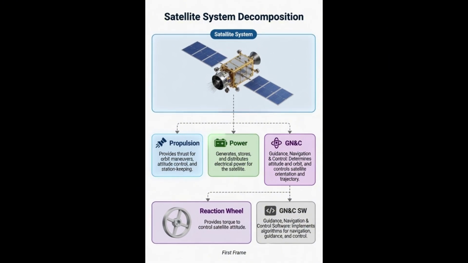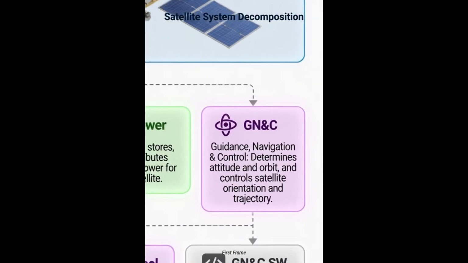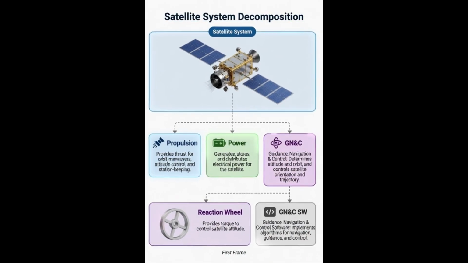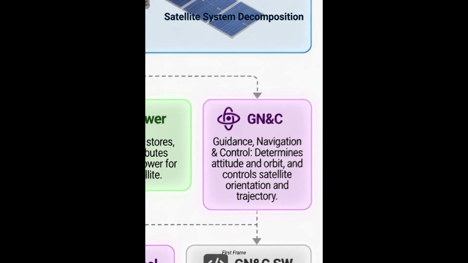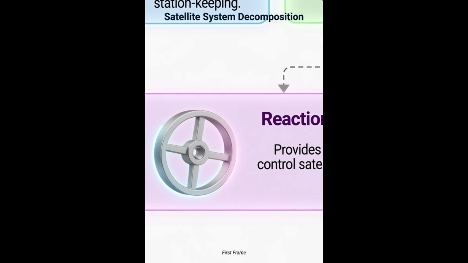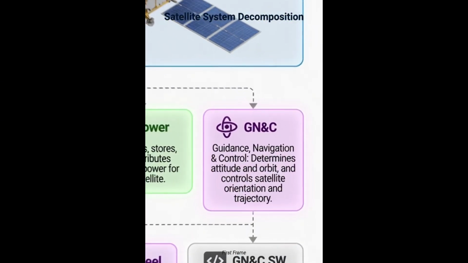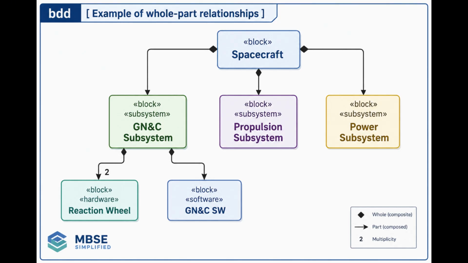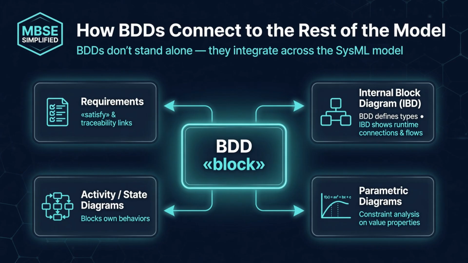Let's look at a simple satellite system decomposition example. The satellite is composed of a propulsion subsystem, power subsystem, and GNC subsystem. The GNC subsystem is further decomposed into reaction wheels and GNC software. This is how you can capture that relationship in a BDD diagram. BDDs don't stand alone. They integrate with requirements via satisfy and traceability links.